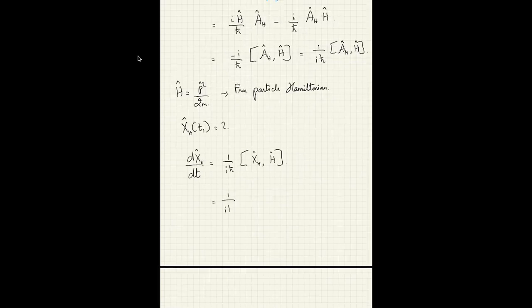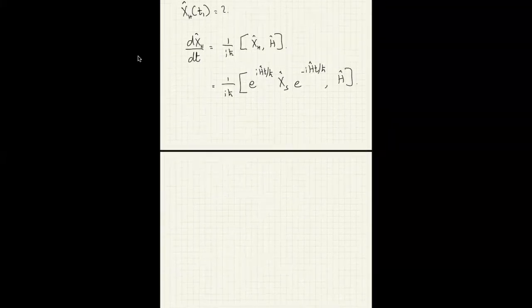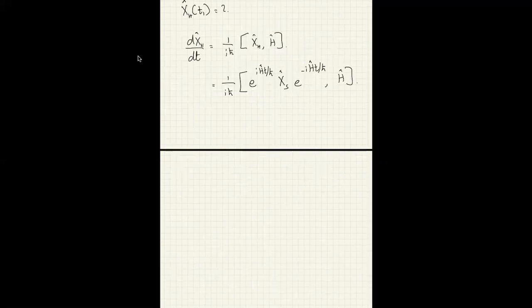Okay, so let's write this out. This is equal to 1 over iħ. What is this? This is e^(iHt/ħ) x_S e^(-iHt/ħ) with the Hamiltonian. Notice that the Hamiltonian parts commute with the Hamiltonian. It is only the x_S that doesn't commute with the Hamiltonian, because x_S, the Schrodinger operator X, does not commute with the Schrodinger operator P. [x, p] is iħ.